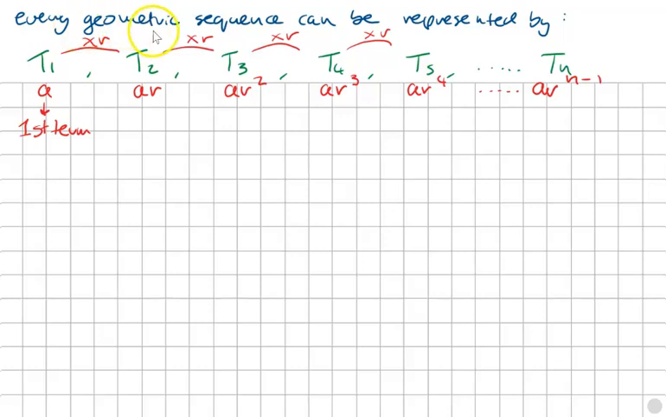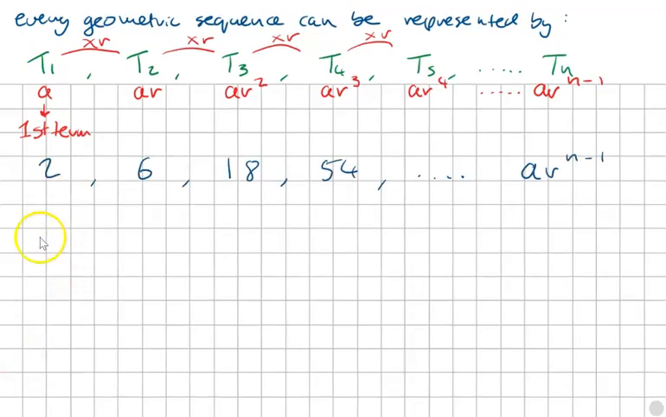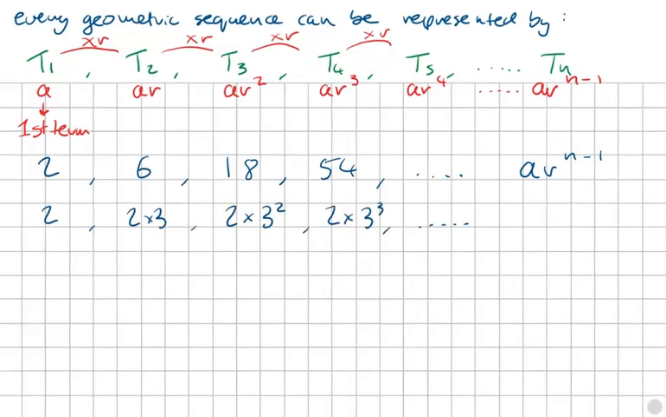So again, every geometric sequence can be represented by a, ar, ar squared, ar cubed, ar to the power of 4, ... up as far as ar to the power of n minus 1. So if we take this sequence as an example, 2, 6, 18, 54, ... Two, we just bring down the 2, that's the first term. It hasn't been multiplied by anything. So that's a, our first term.